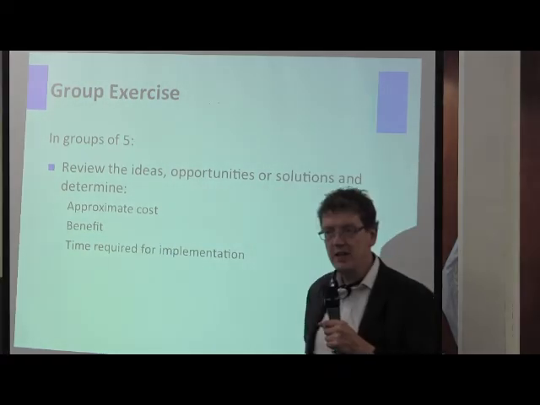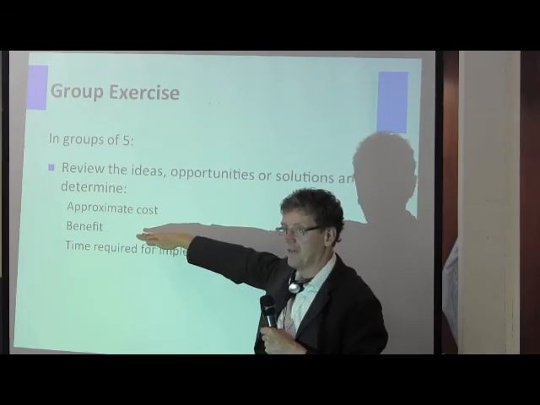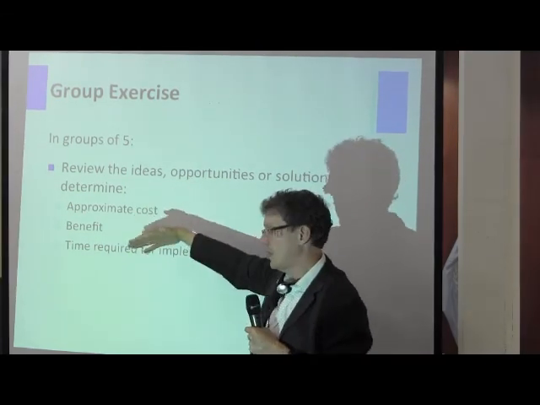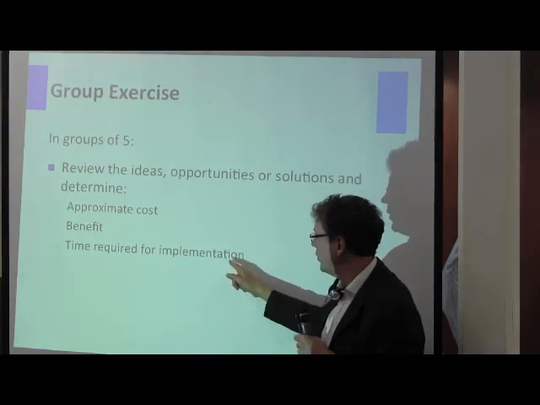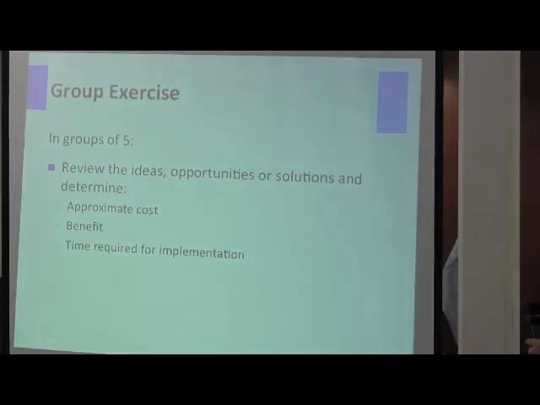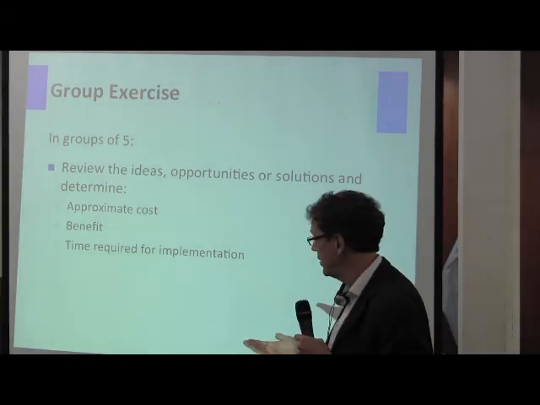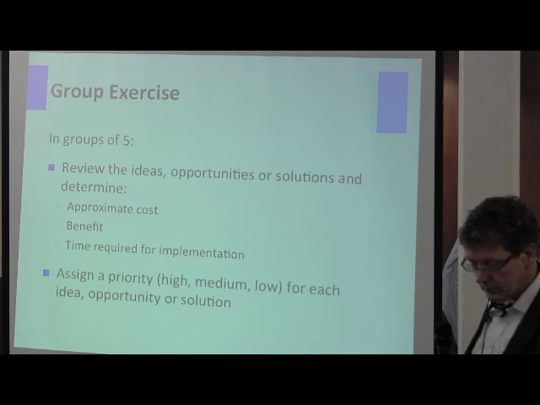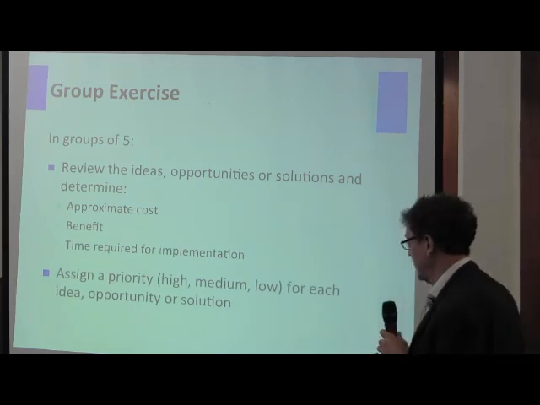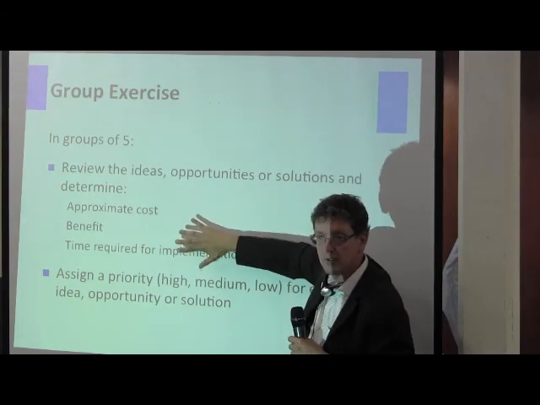What you think the benefit is. So it might have a high cost and a low benefit, or a low cost and a high benefit, whatever. And what do you think approximately the time for implementation is going to be? Is this going to take six months, or is it going to take ten years? And then assign a priority, high, low, or medium, for each. Do this after you've done a few of these.